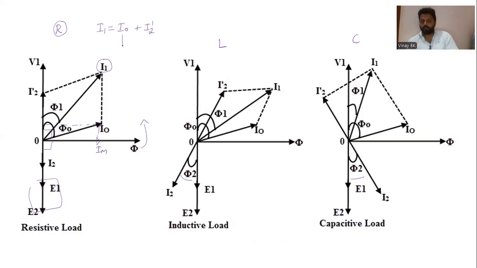Whereas I0 has two components, one is Ic, another one is Im. Okay, so this is what you need to remember. So now let us go for the phasor diagram.